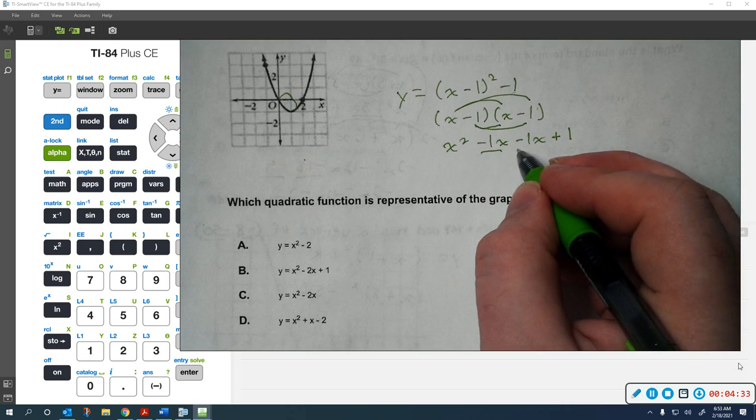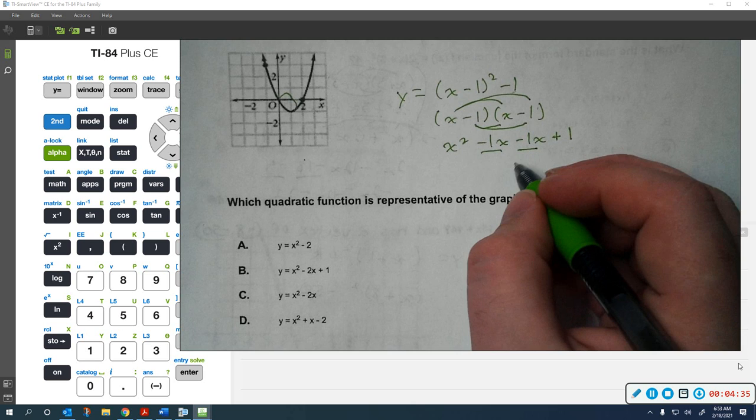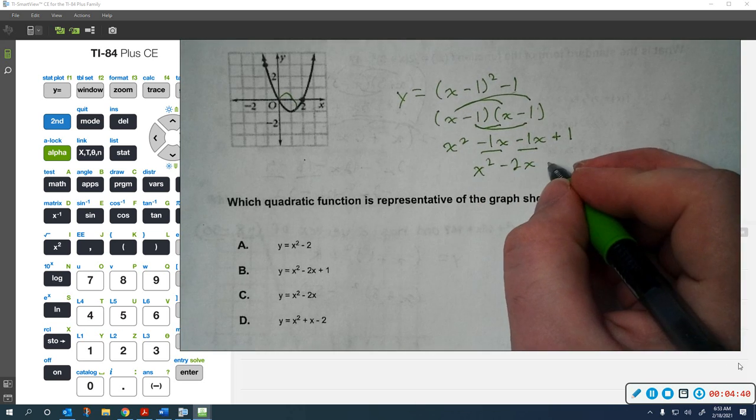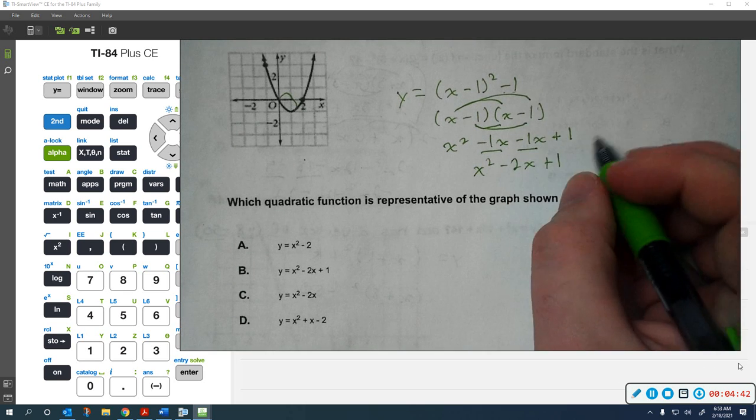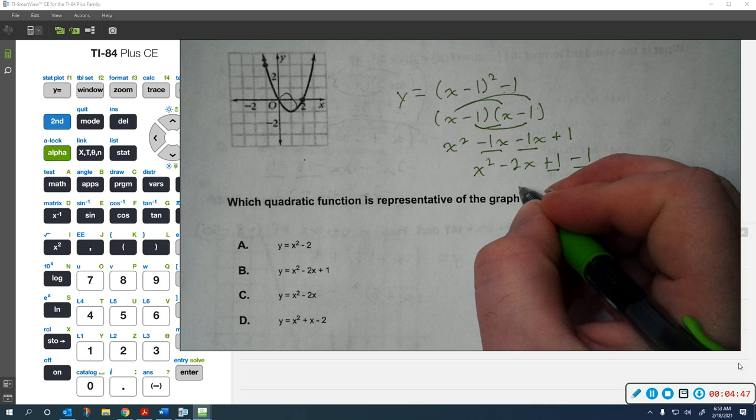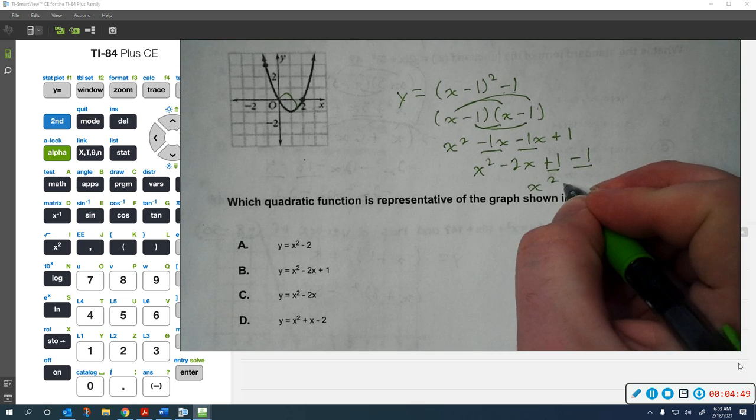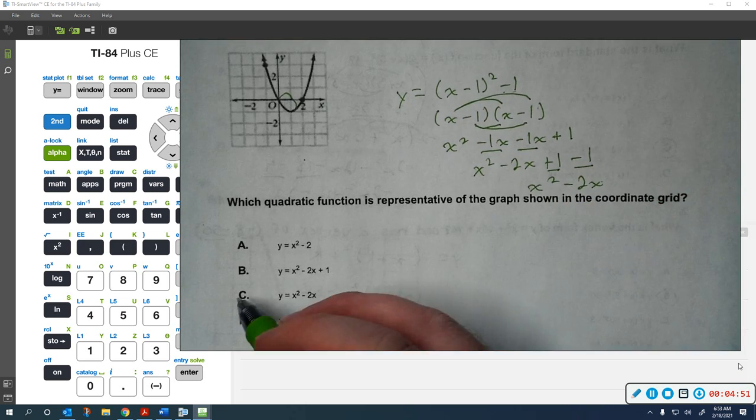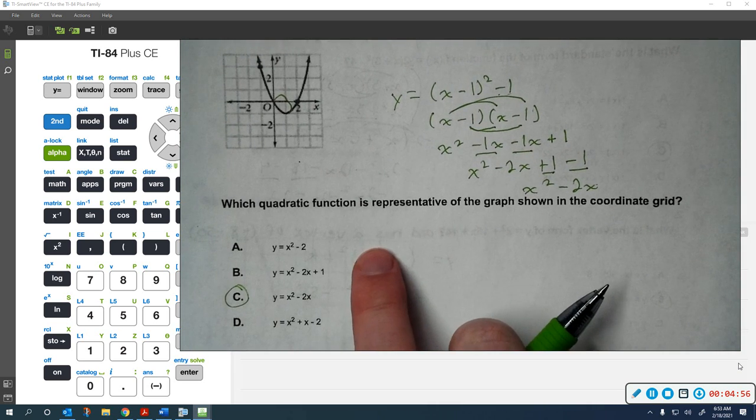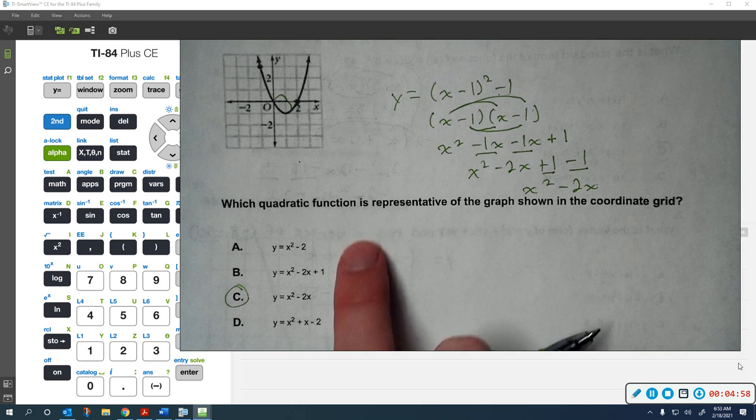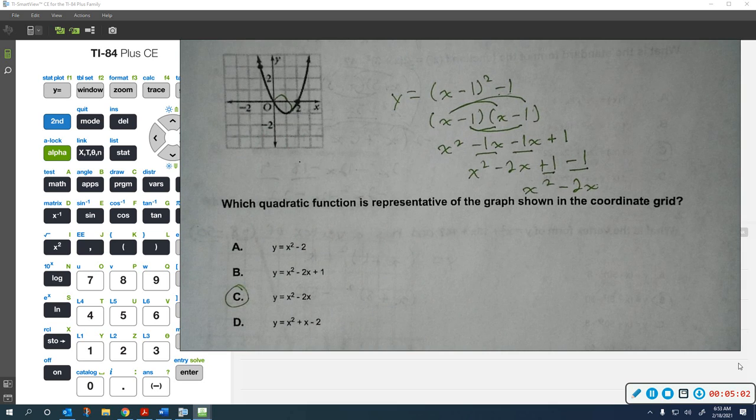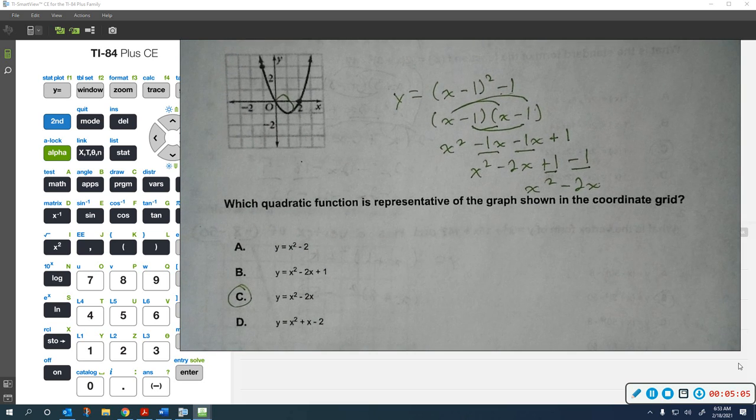Combine your like terms. -1x and -1x is -2x. So I've got x² - 2x + 1. We still have this -1 at the end. And then positive 1 and -1 is actually 0. So it just ends up being x² - 2x, which is answer C. Now, if you go through and graph each of these, the only one that'll match up is answer C. This one will match up with that picture. I'm going to stop the video here. We're going to continue on the next one.